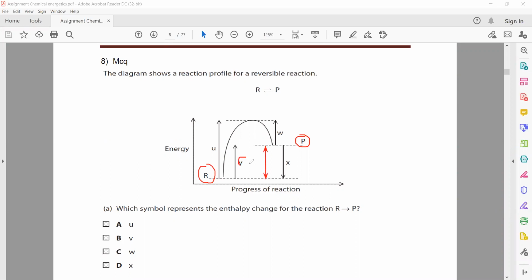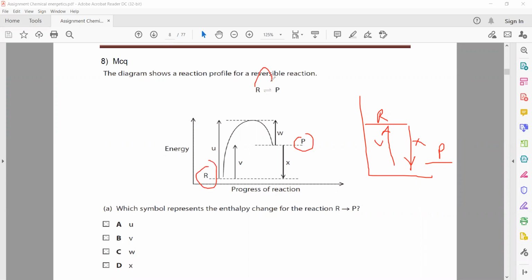But why is V the right answer? Because this reaction is endothermic, the enthalpy change is positive, so the arrow must point upward. That's why B is the right answer for question 8 part A. If it was an exothermic reaction, where the reactant has high energy and the product has low energy, the arrow must point downwards. In that case, X will be the right answer. But because this is an endothermic reaction from R to P, the enthalpy change should be positive, so B is the right answer.